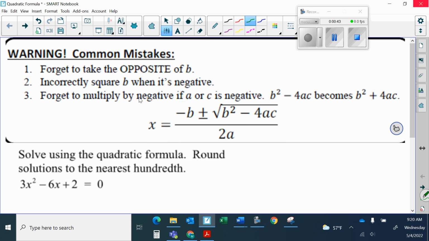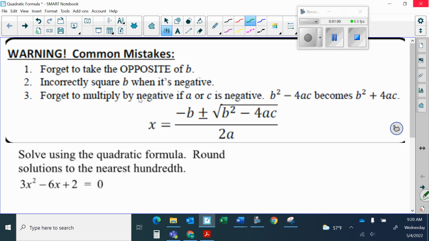Okay. All right. So first problem, solve using the quadratic formula. Well, why do we need the quadratic formula? We just got done solving by completing the square. No, we haven't done completing the square. That's next, at least in the order I'm doing it right now.